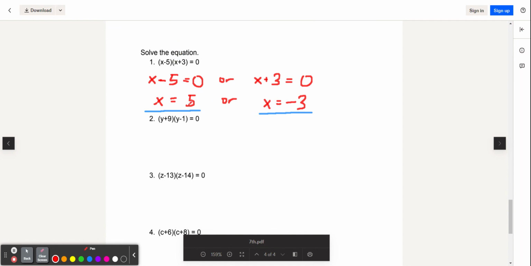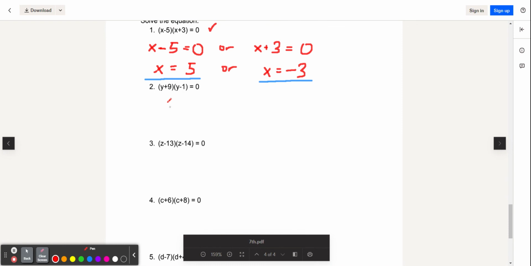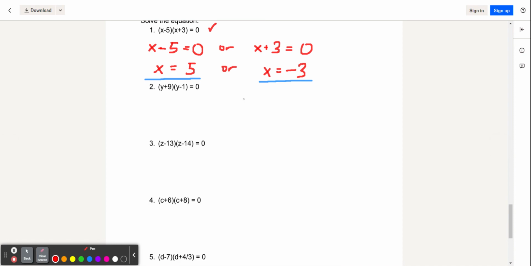You can check your work by plugging these values back in. So if you plug in 5, we get 5 minus 5 times 5 plus 3, which is 8 times 0, which does indeed equal 0. Same with negative 3. We can solve the rest similarly by setting what's in the parentheses equal to 0 and finding our 2 answers. I'll leave the rest to you.